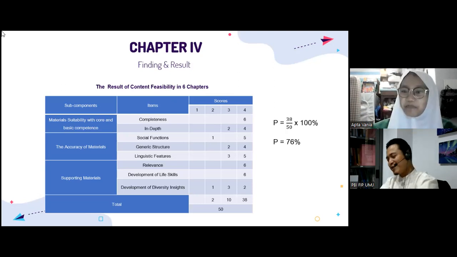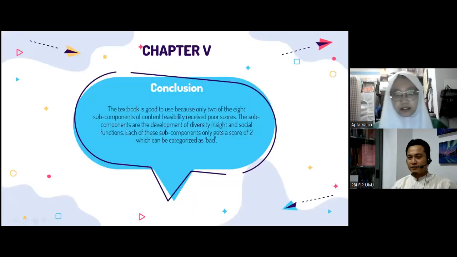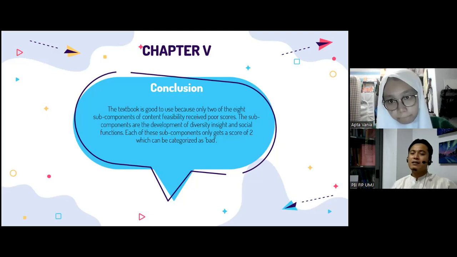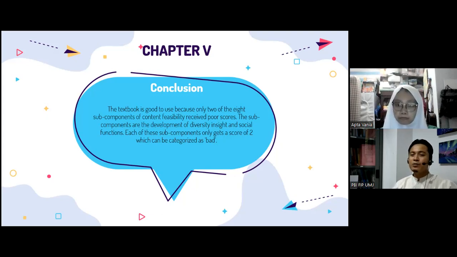Okay, that's enough. Now let's go with your conclusion, please. Okay, the textbook is good to use because only 2 of the 8 subcomponents of content possibly receive a poor score. The subcomponents are the development of diversity inside and social functions. Each of these subcomponents only gets a score of 2, which can be categorized as poor.